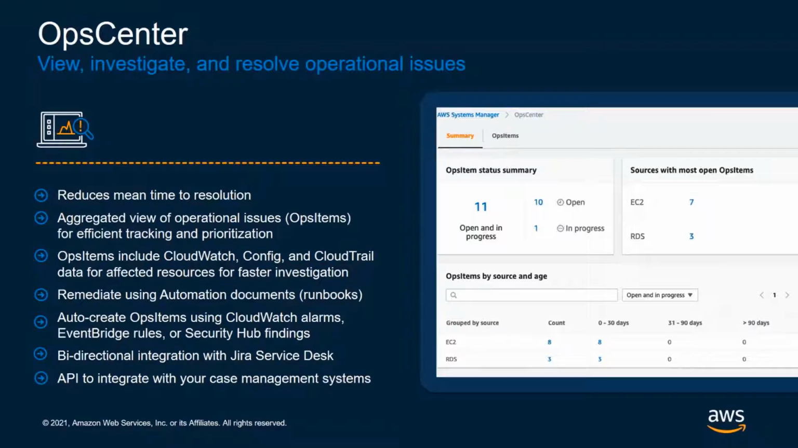You can specify the Amazon Resource Name, or ARN, of a resource that is related to an ops item. By specifying these related resources, OpsCenter then uses built-in logic to help you avoid creating duplicate ops items. You can view details and resolution information about similar ops items. And then based off of that information you've been reviewing, you can quickly take action using the Systems Manager automation runbooks to resolve issues as they occur. OpsCenter also has bi-directional integration with Jira Service Desk, and you can leverage these APIs to integrate with your existing case management systems.